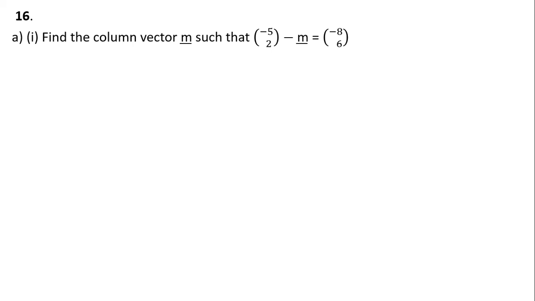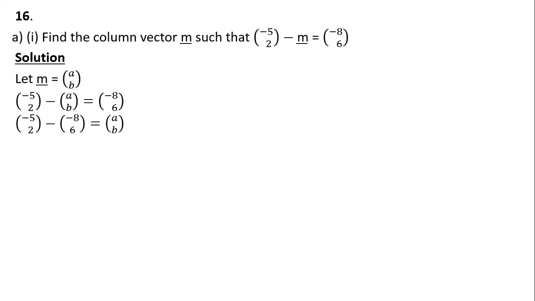Let's go to question 16. Question 16 is saying find the column vector m such that negative m minus 2 is equal to negative 8 and 6, as a column. So what we are supposed to do is to let the vector m be a and b. Where there's vector m, we are going to substitute a and b. From here, we are going to solve for a and b.